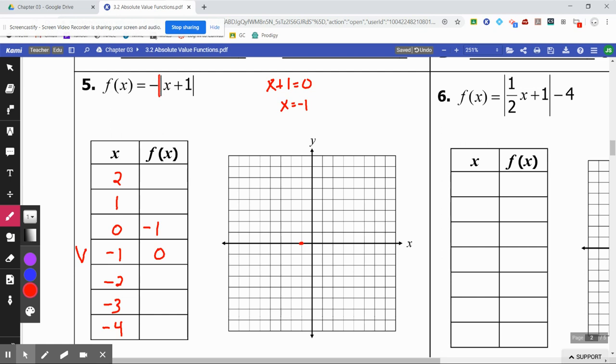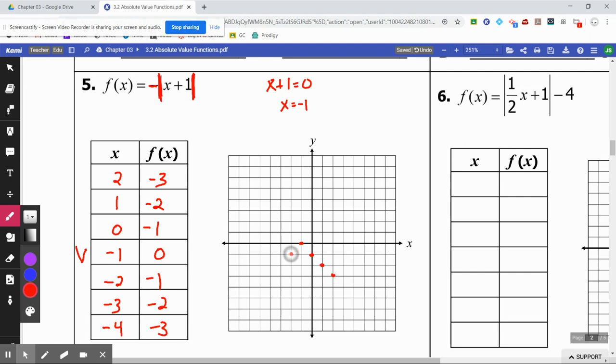Plug in 1. 1 plus 1 is 2. The absolute value is still 2. Put a negative in front of it. That's -2. 2 plus 1 is 3. The absolute value is still 3. Put a negative in front of it. You get -3. And you can check down here when I plug in -2. -2 plus 1 is -1. The absolute value of that would be +1, put a negative in front of it. And you would get -2 and -3 here. So when I plugged in 0, I got -1. When I plugged in 1, I got -2. When I plugged in 2, I got -3.